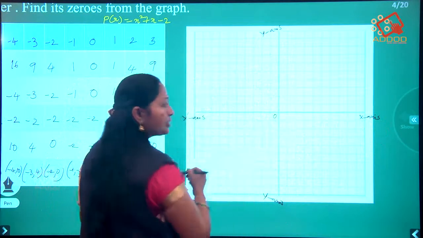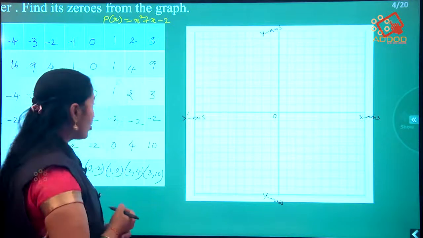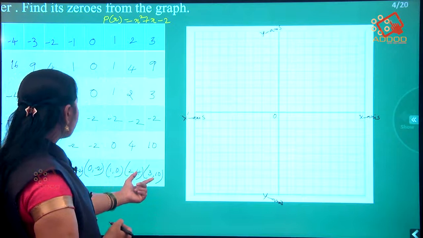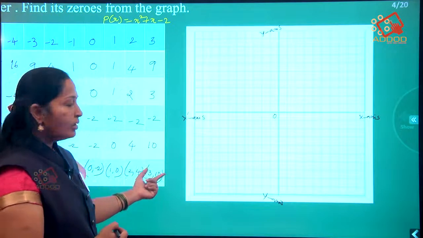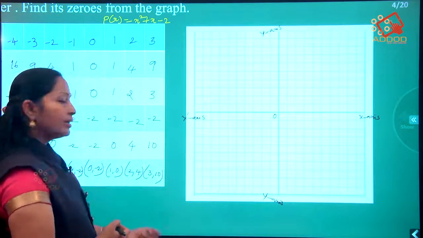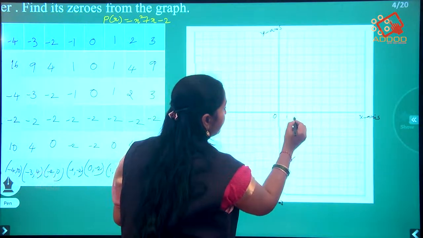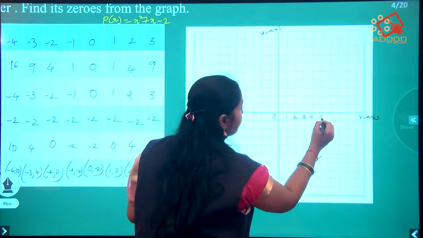Now the intersection point of the x-axis and y-axis is the origin, it is 0. When you are observing here, the y coordinates go till 0. So the x coordinates are till 1 unit only. So I am taking each unit as 1 centimeter on the x-axis.